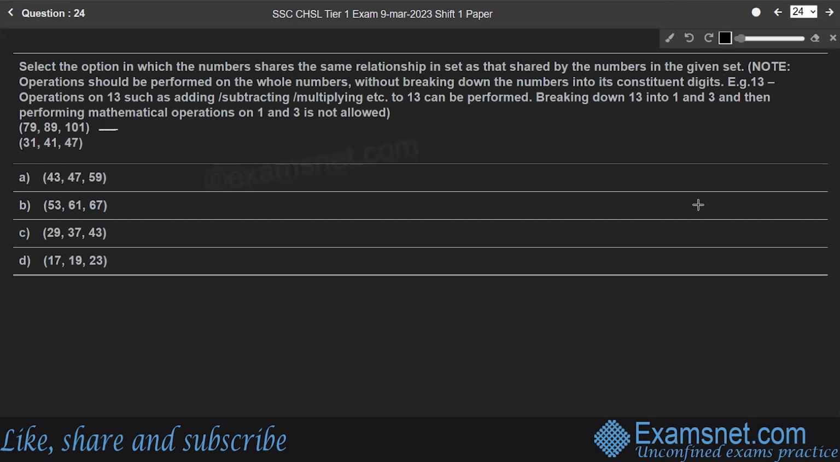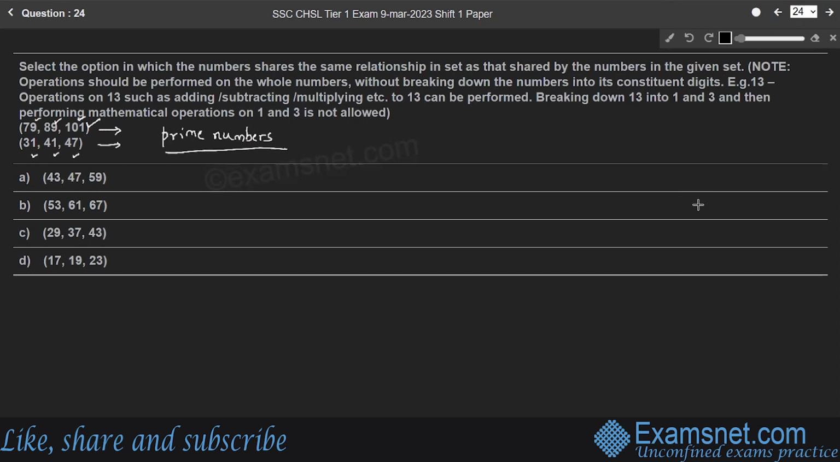So in the given two sets, consider the first set. It has three numbers 79, 89 and 101. In the second set also we have three numbers 31, 41 and 47. So all these numbers are prime numbers. So how are these prime numbers related? For that, let us consider prime numbers starting from 1. So from 1 to 100 we'll consider. We have only 101 after 100. So up to 101 we'll consider prime numbers.